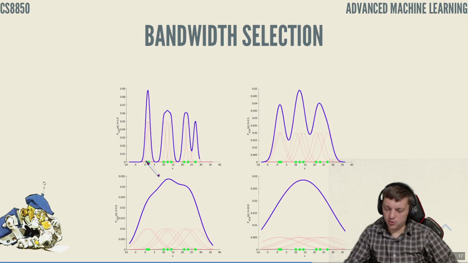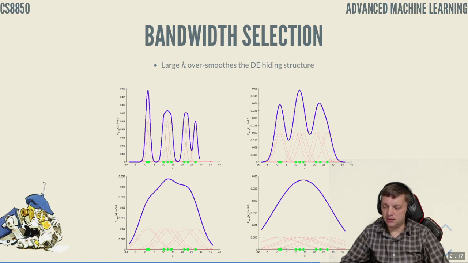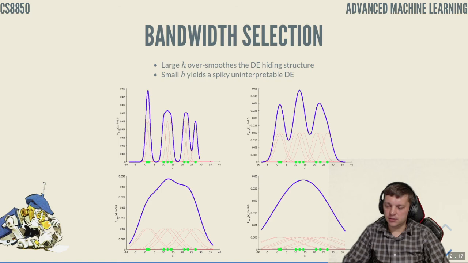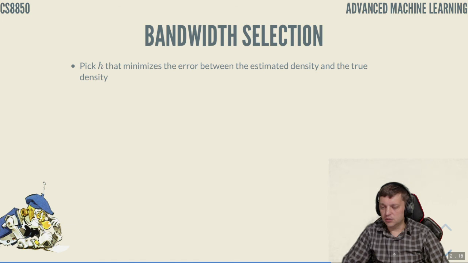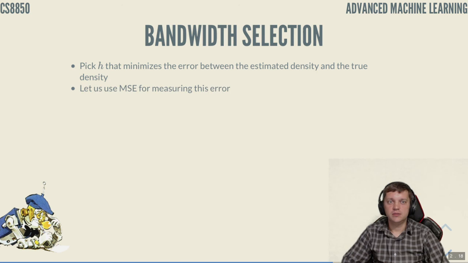A smaller h gives you a spiky estimate. If you choose too large an h, a bandwidth that is too large, you get an oversmoothed estimate. Which one is better? A large h oversmooths the density estimation and hides the structure, and a small h yields a spiky, uninterpretable density estimation. In general, the problem is unsolvable, as always, but we can do something in practice. We can pick the h that minimizes the error between the estimated density and the true density. Yes, we don't know the true density, but we can still assume.